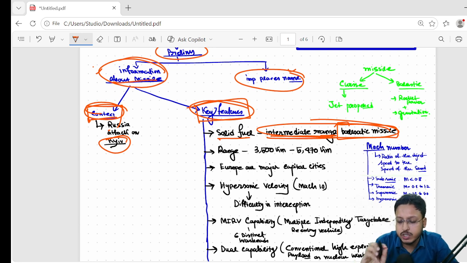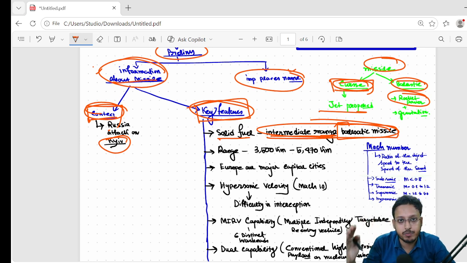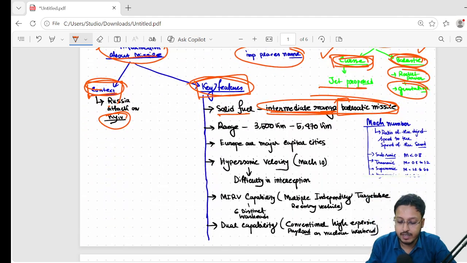In this context, you have to be very clear that there are two types of missile: one is cruise missile and one is ballistic missile. Cruise missile is jet propelled, and on the other hand, ballistic missile in the initial phase uses rocket power, and then after reaching the atmosphere, when it comes down, it uses gravitation. See, in this question, UPSC asked the difference between ballistic missile and cruise missile. So we understand that it's an intermediate range ballistic missile.